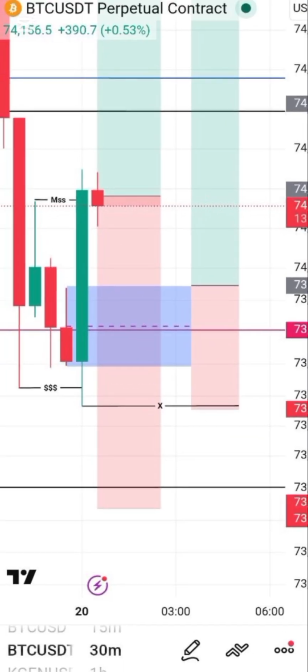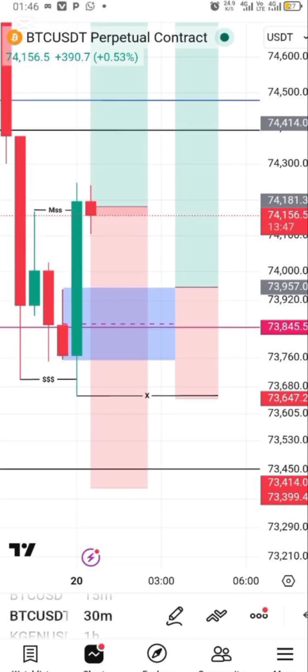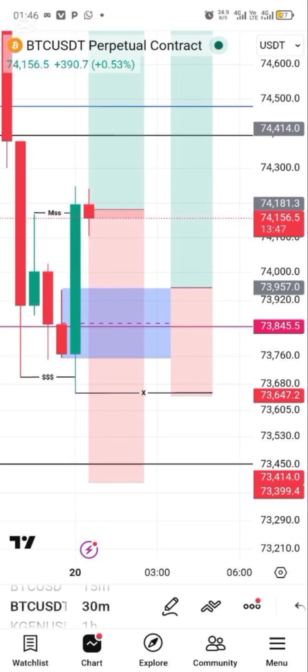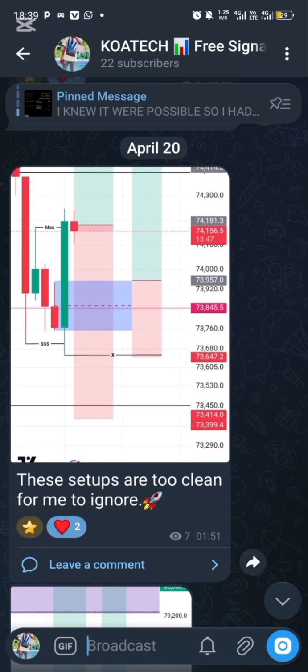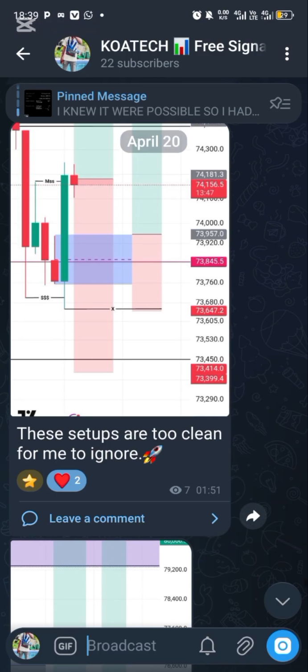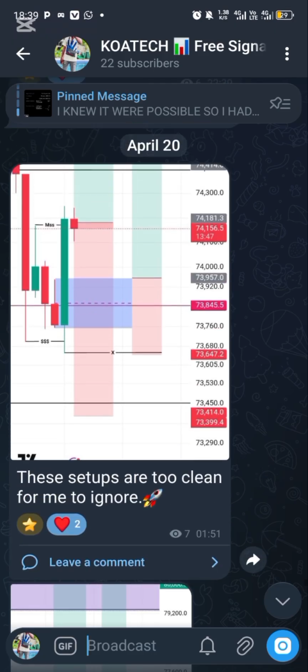Actually, this OB did not mitigate even on 1 hour, because this is 30 minutes. Now I took this trade from here because I already saw what I was waiting for, and the rest was history. So I say this setup is too clean for me to ignore, and of course I entered, and this confirmation came in the morning around 1:51. You can see the gold.